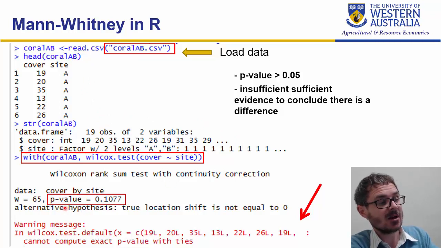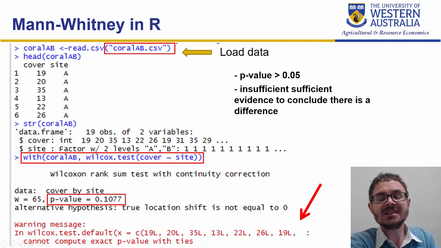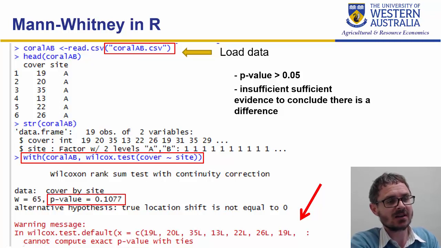It says p-value of 0.1. Okay, so it says that I have insufficient evidence to reject the null. The null is that the coral cover at the two sites is the same. And you can see I also get all of these warnings. Again, I'm saying to you that the error in the p-value is out here at 3 decimal places, so we don't care. Our practical conclusion is that we have insufficient evidence to reject the null.